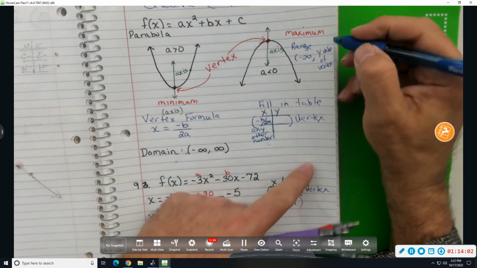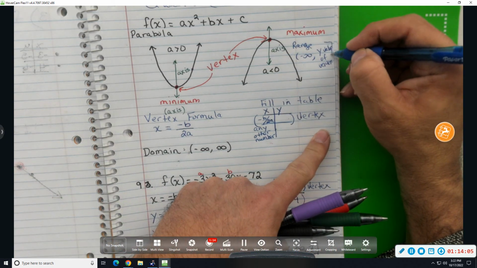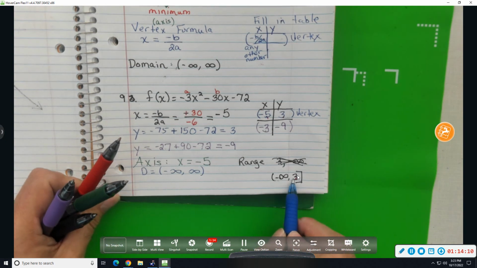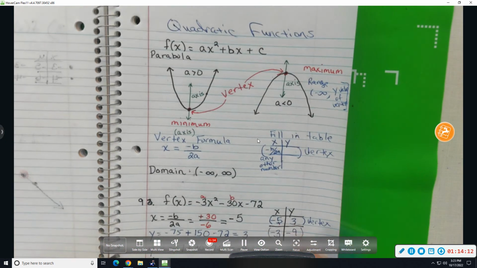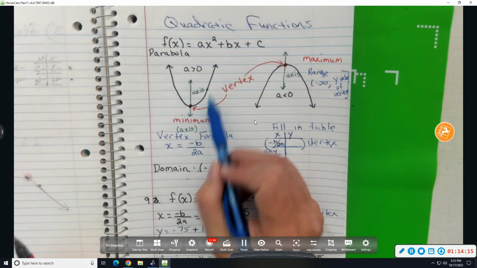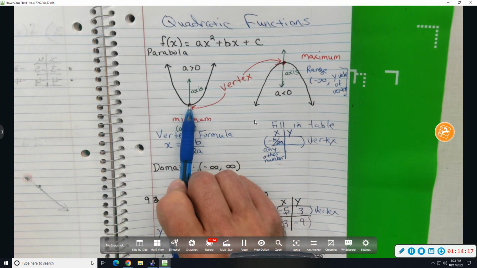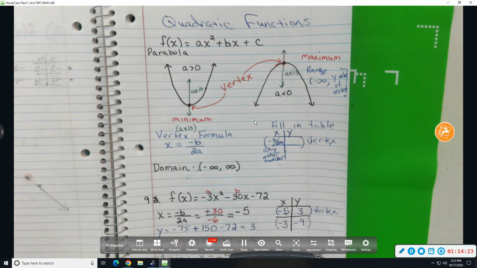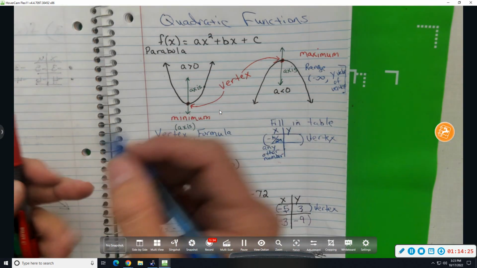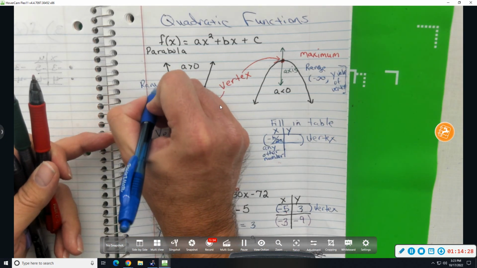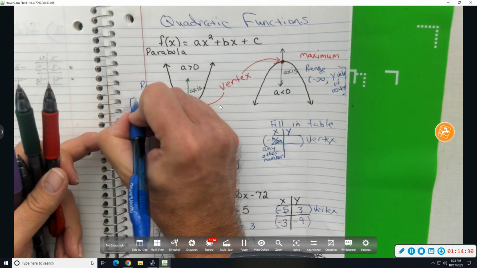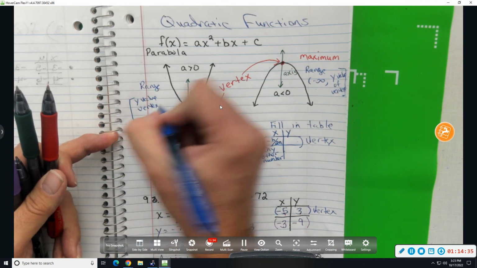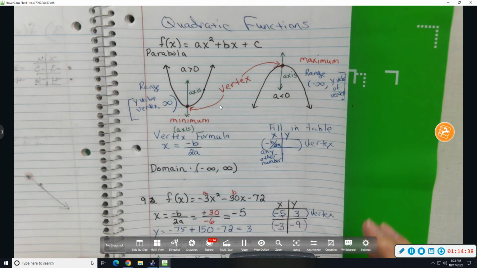Bracket. It's a bracket there. Okay? That's what I'm trying to write here: negative infinity to 3. If, on the other hand, the parabola had opened up, you would have the smallest value being the y value of the vertex, and it goes up to infinity. So if it's opening up, the range looks like this: y value of vertex, comma, infinity.